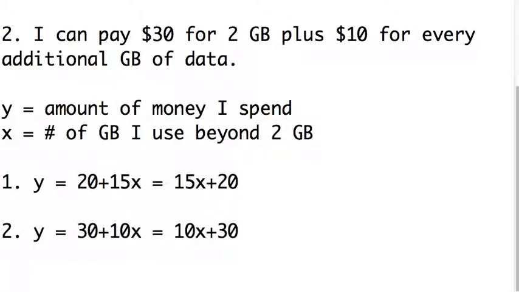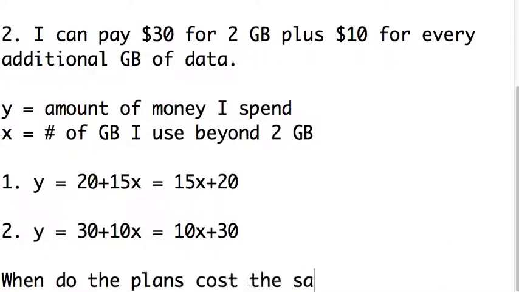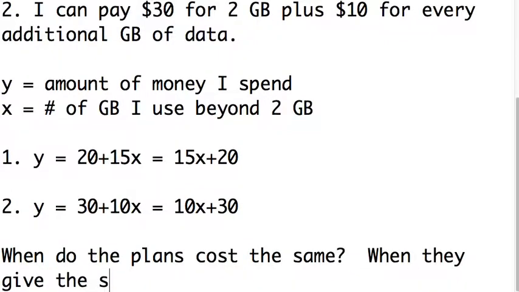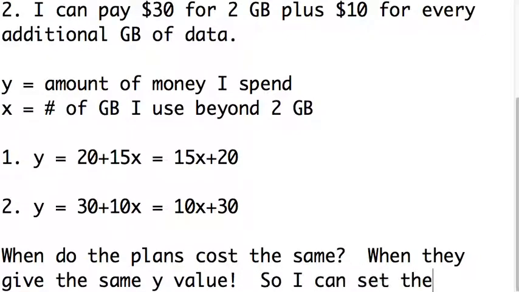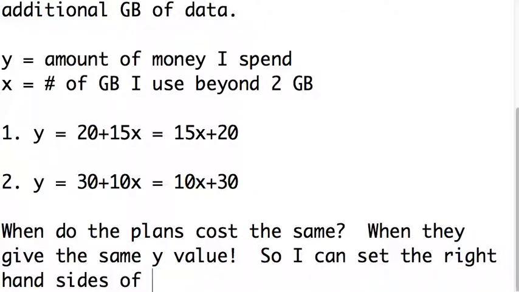Okay, which is going to be a better plan? Well, let's see when the two plans actually cost the same. Clearly, Plan 1 is good if I'm only going to be using 2 gigabytes. And clearly, Plan 2 is going to be good if I'm using tons of gigabytes. But at some point, they're going to be equal to each other. How can I do this? When do the plans cost the same? When they give the same y value, because y is equal to the price. So I can set the right-hand sides of the equations equal.